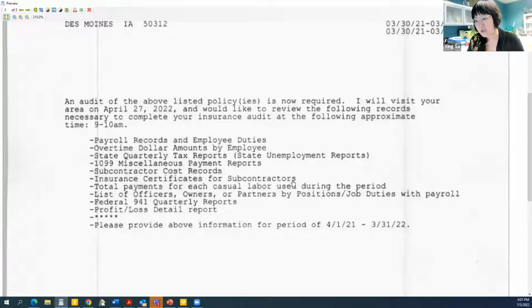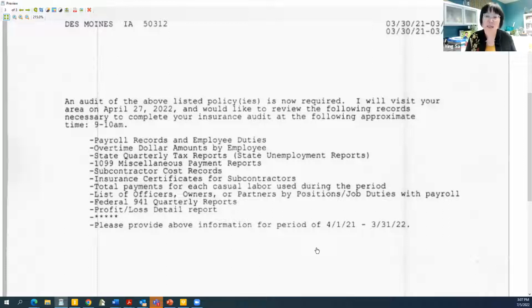Insurance certification for subcontractors. Why do they need that? Because if the subcontractor already has workers' comp insurance, of course, you should not be bothered with that. But if they do not, then they probably want you to pay for the workers' comp. Total payment for each casual labor used during the period. See? They don't just trust your 1099. They're saying that, well, people you paid under $600 and you did not issue a 1099.